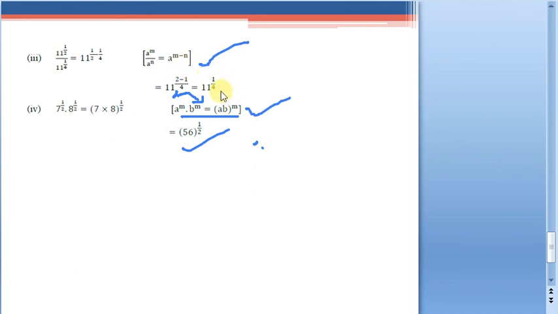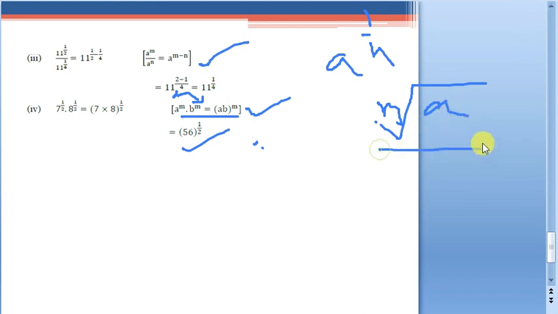This can be written as the 4th root of 11 also. Why? Because any number, let us say a power 1 by n, can be written as the nth root of a. This is what we have seen while dealing with the radicands. So I hope you have understood these exponential laws and their application.